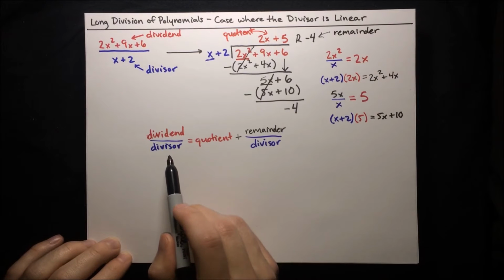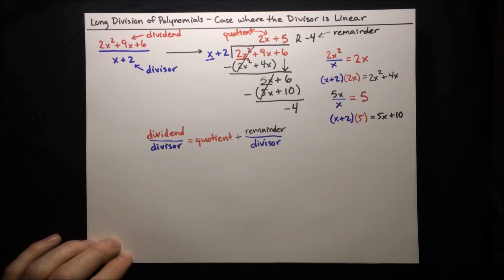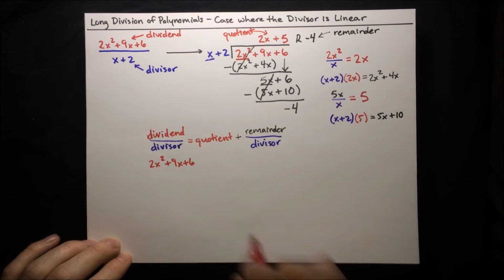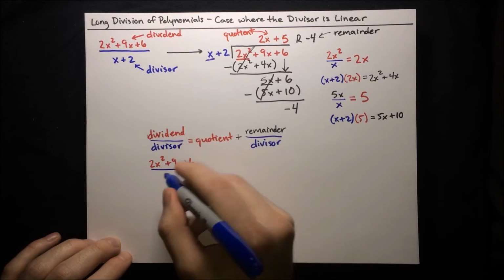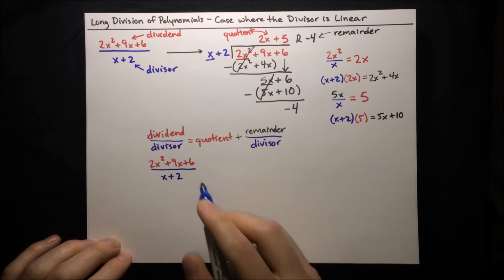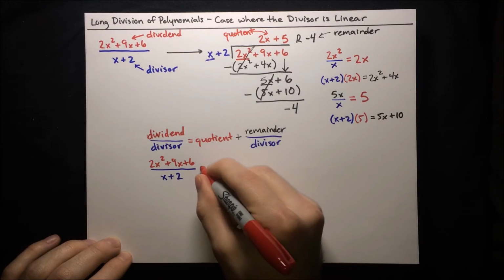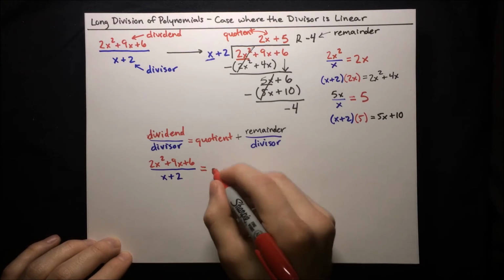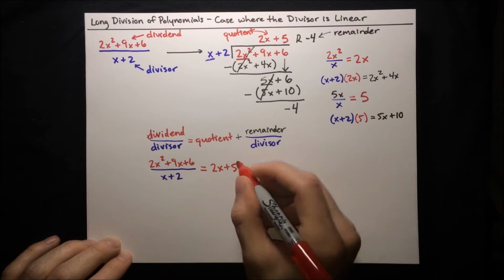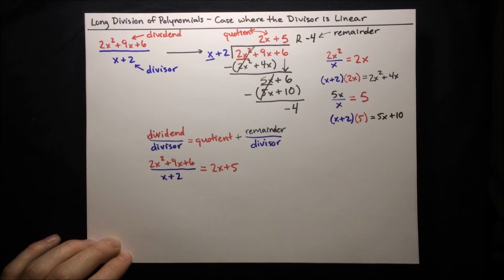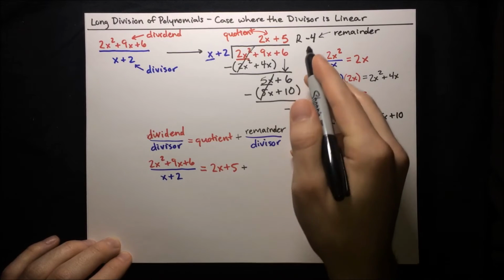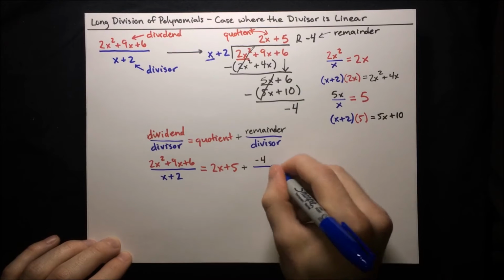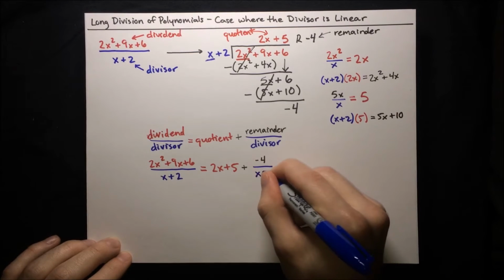So this is telling us that our original fraction, we'll write that down, 2x squared plus 9x plus 6 divided by our divisor, x plus 2. That division problem, this fraction 2x squared plus 9x plus 6 divided by x plus 2, is equal to our quotient, 2x plus 5, which we get from above here, and then plus our remainder. Our remainder is -4, so plus -4 over our divisor. And our divisor was just x plus 2.